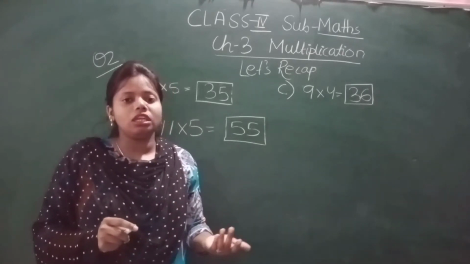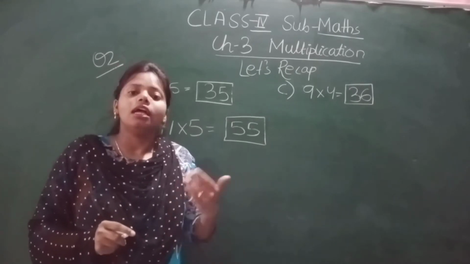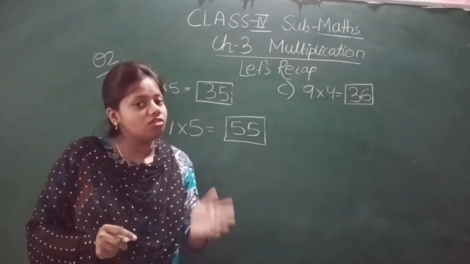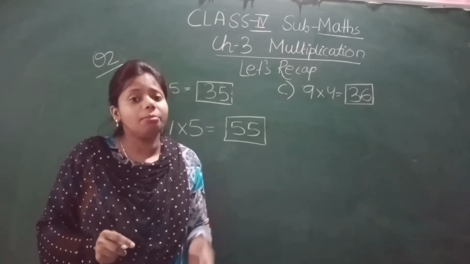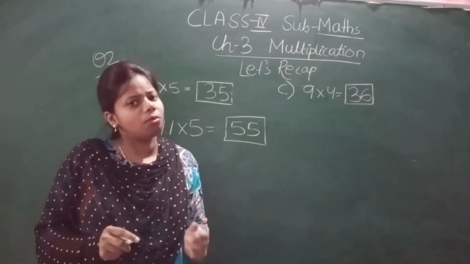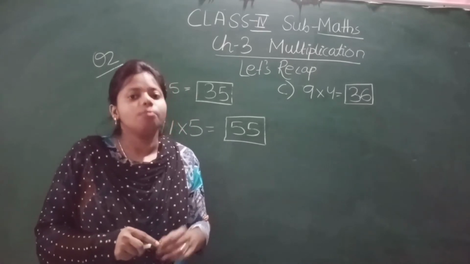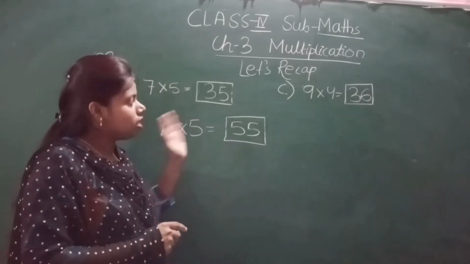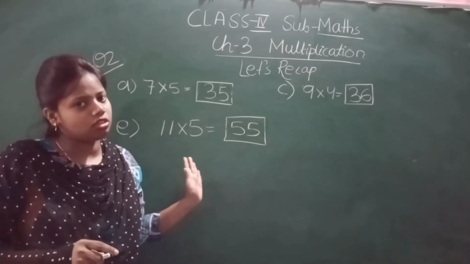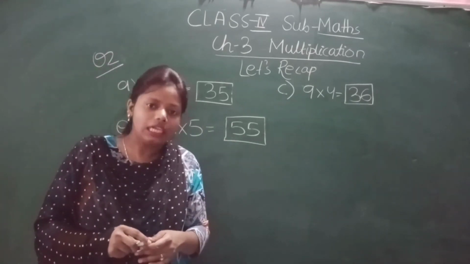And those who don't know the table, what will you do? You will read it again. Then only it will become easy for you. Multiplication means you should know the table. Table is very important for multiplication. So you have to learn the table. If you learn the table, it will become easy for you to fill these boxes. So you should also learn the table.